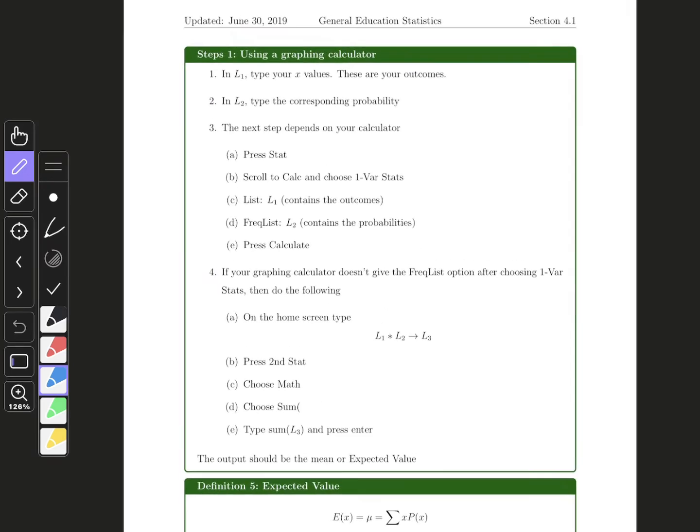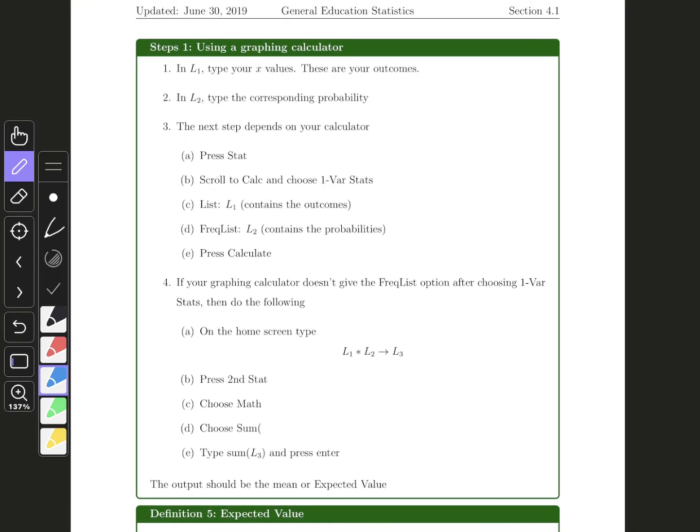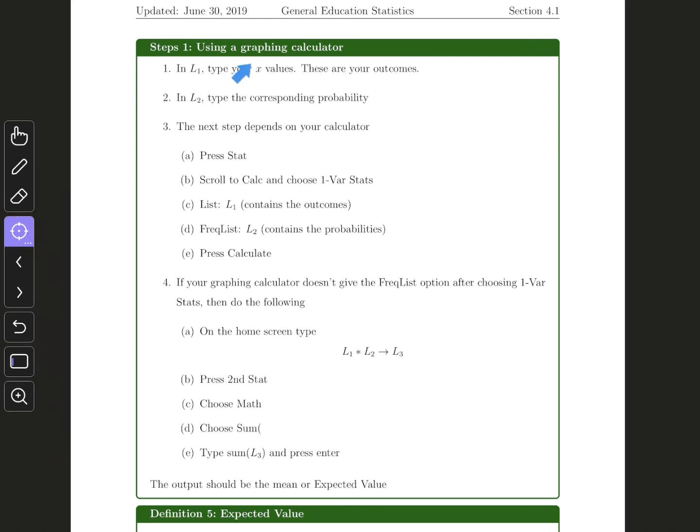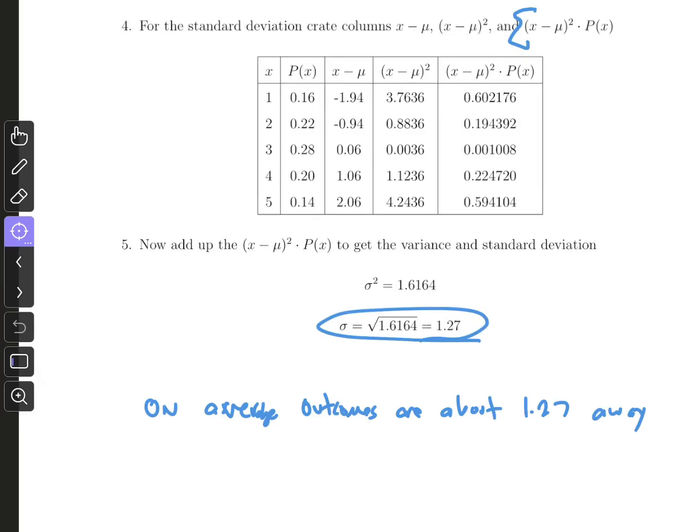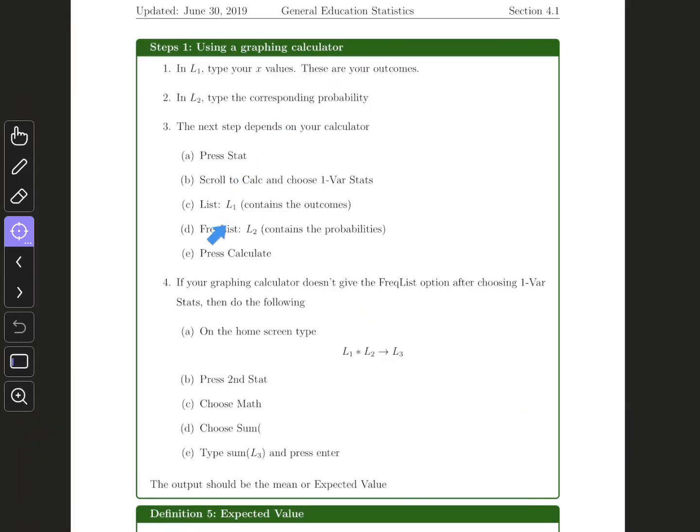Here in the notes, you can pause it and write all this stuff down. This is how you would set up this table right here using the graphing calculator. I've already shown you how to do it with the one variable stats, so there's no reason that you have to do this.